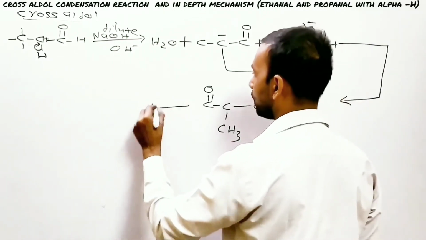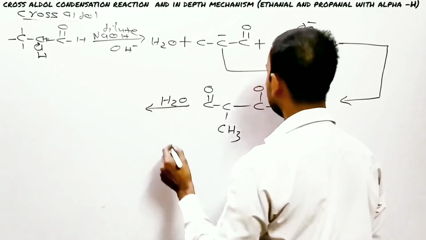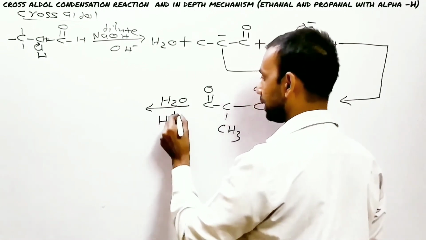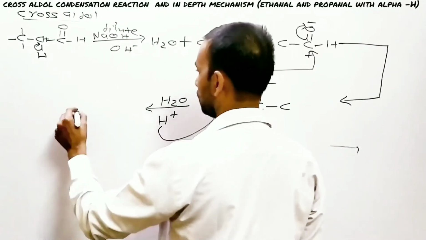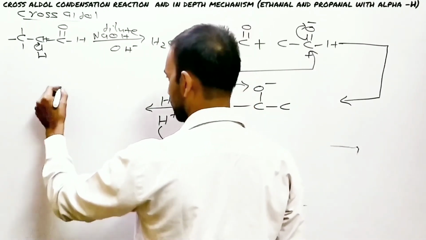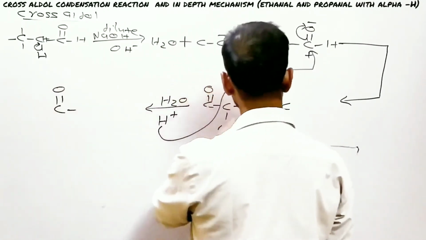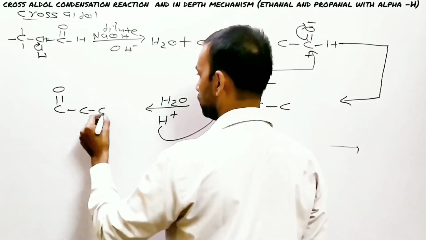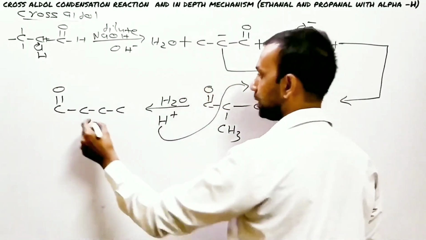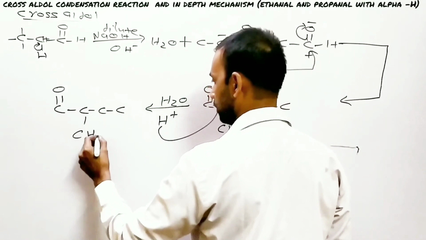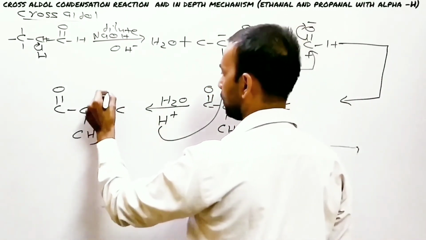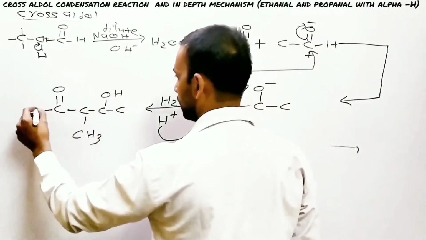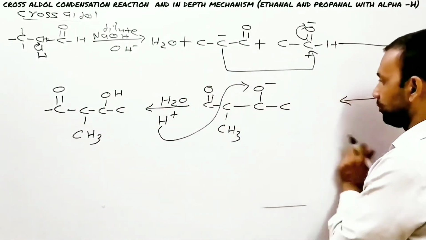Then in the next step, what will happen? This will react with the water molecule. So water will produce a hydrogen ion. This hydrogen ion will go over here. So this becomes a product like double bond O, that's 1, 2, 3, 4, with a methyl group right here, and this will be a hydroxy group now. Check this out here.